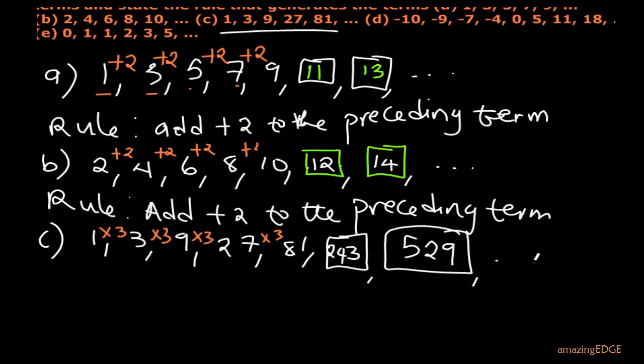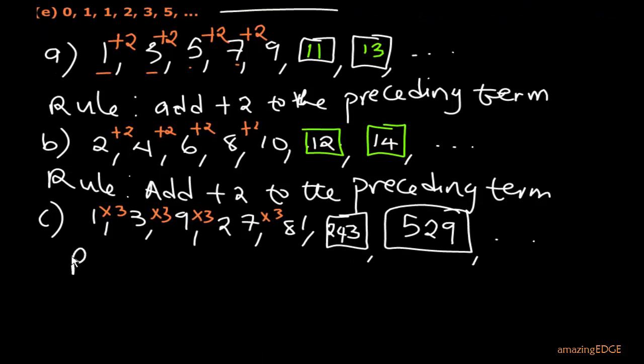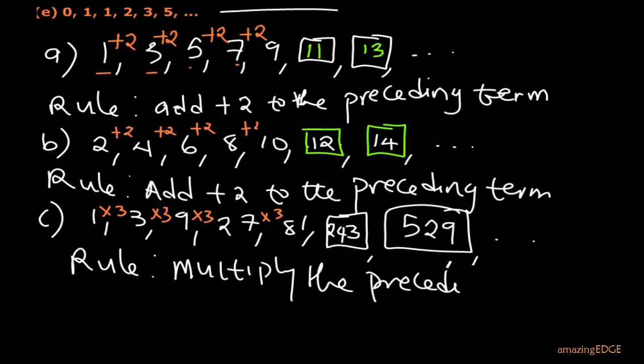So you multiply each term by 3. What is the rule? The rule that gets the sequence says you multiply the preceding term by 3. That's what is happening. So that's the rule.